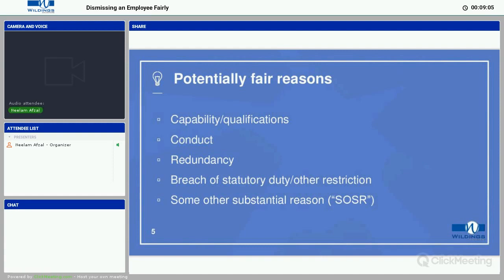Up until the 6th of April 2011, we had retirement, which was potentially a fair reason, and the default retirement age of 65 was abolished. So it's very important for employers out there to ensure that your employee handbooks are up to date and your contracts of employment are also up to date, simply because I've come across a lot of contracts still to date which refer to default retirement age in their documentation, and that went back in 2011.